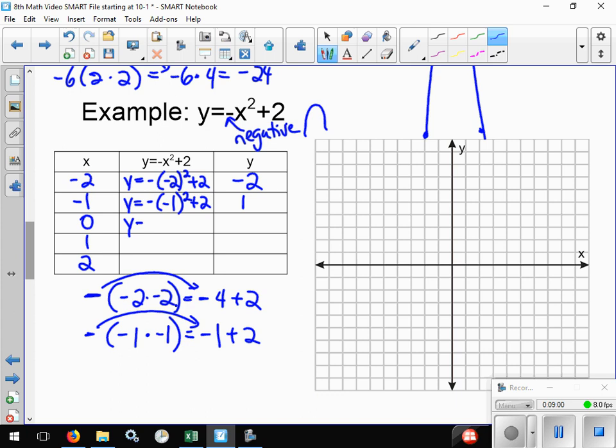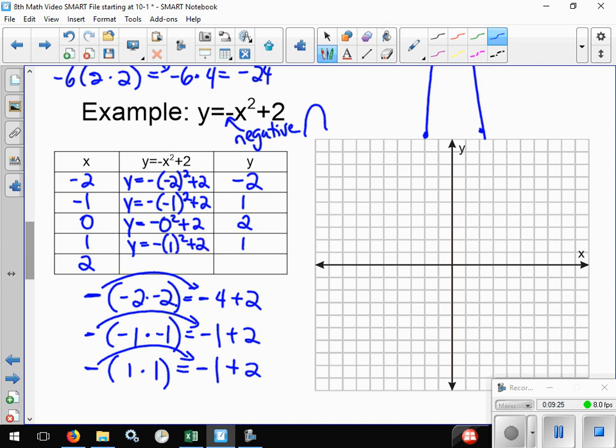Okay, so y equals negative 0 squared but plus 2. 0 squared is 0. Everything times 0 is 0, but then we add 2 and we get a positive 2. So now we have negative, and we have 1 times 1 gives us 1. Bring over the negative, and we get negative 1 plus 2 is, of course, 1. Oh, I didn't write that in here. Sorry.